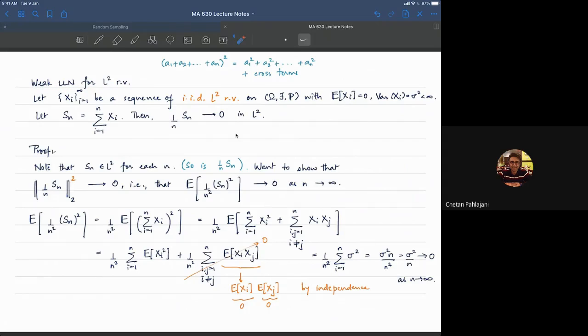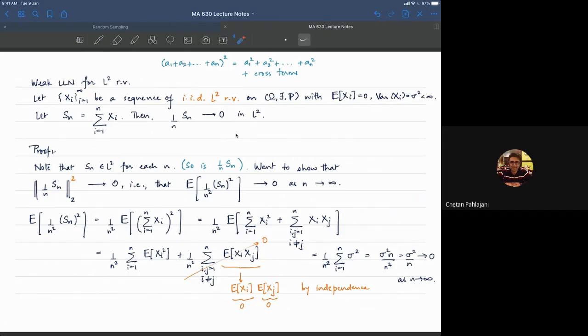Now it turns out the weak law of large numbers for L1 also is true. No problem there. But what I want to do is a strong law of large numbers. I want to show that 1 over n Sn goes to 0, P almost surely. Now, these assumptions are enough to guarantee it, but to prove it using these assumptions will require quite a bit of work.